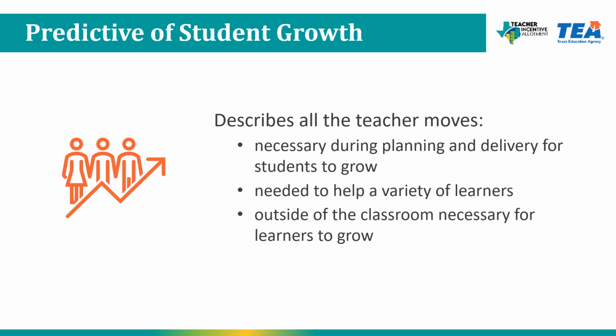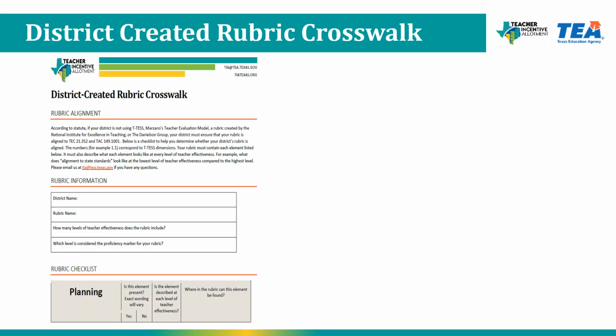Chapter 149 of the Commissioner's Rules concerning Educator Standards identifies the performance standards to be used to inform training, appraisal, and professional development of teachers. District-created rubrics must align to Chapter 149. We have developed a tool to help districts determine whether their rubric includes all the behaviors required to be considered aligned to the Texas teacher standards.